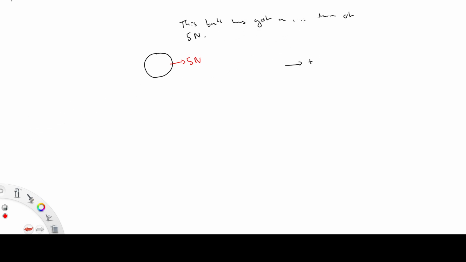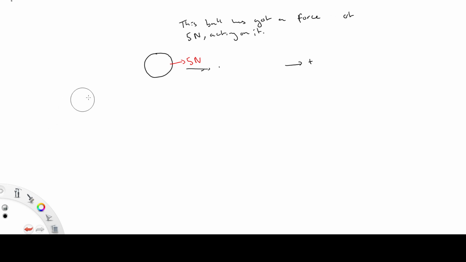This ball has got a force of 5 newtons acting on it. So when I ask you, how would you draw this 5 Newton force on this ball? You'll tell me that you draw an arrow pointing towards the right hand side like this, 5 Newtons of force in the positive direction.